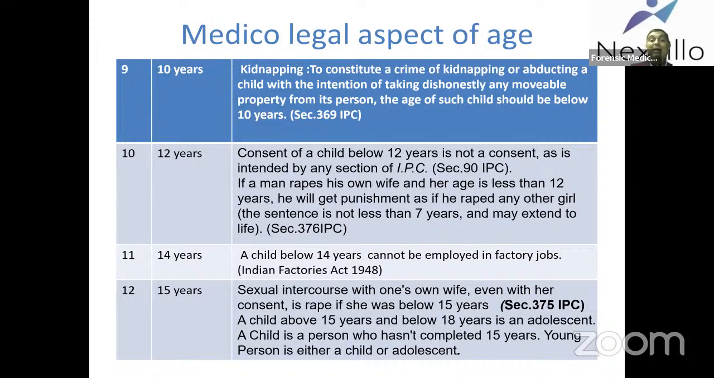A child above 15 years and below 18 years is an adolescent, and a person who hasn't completed 15 years of age is considered a child. So that's why 15 years of age is going to be very, very important. Hopefully you understand the 10 years, 12 years, 14 years, and 15 years age groups.